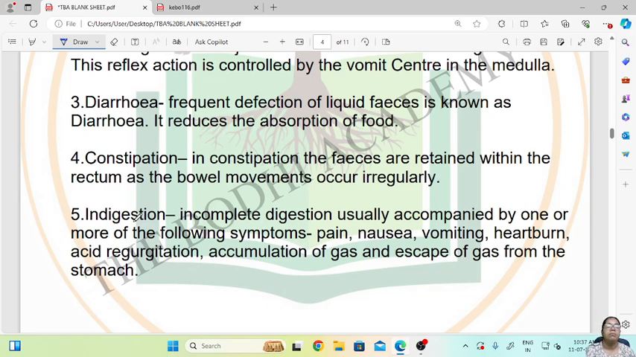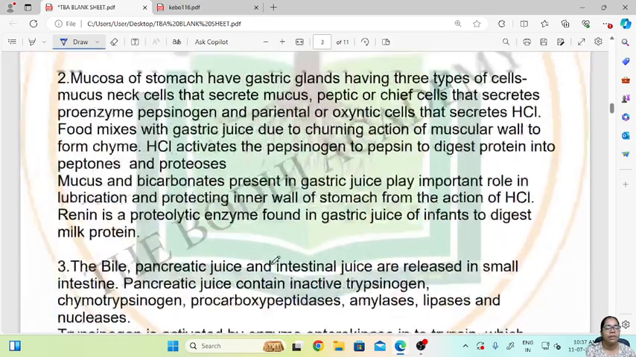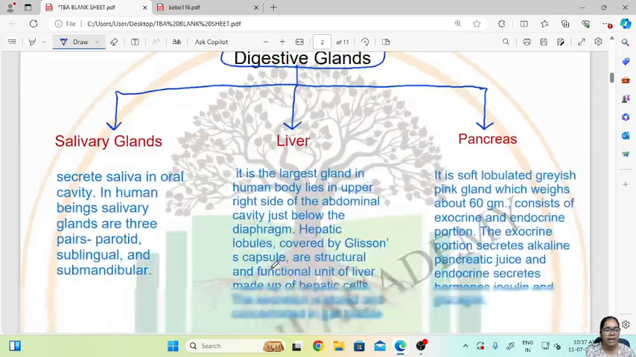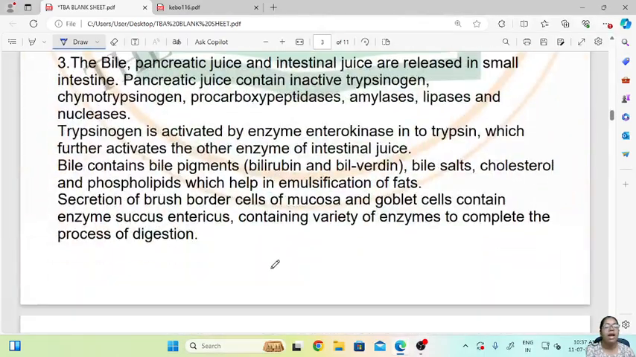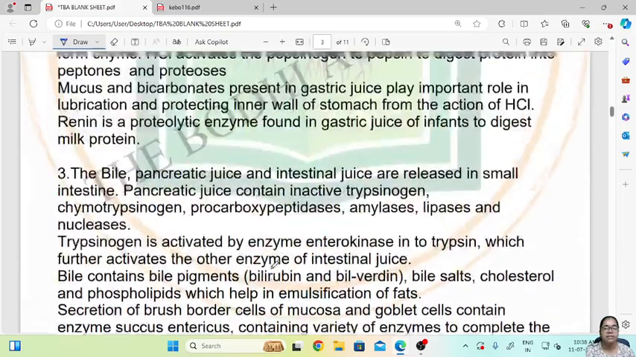So these are some disorders which are related to the digestive system, as in if the process of digestion is not occurring in a proper way, then we can face such kinds of disorders. So in our today's class what we have learned is which are the major digestive glands and their functions. Then we have seen how the digestion of food happens through these glands or enzymes, and also which are the disorders related to the digestive system.